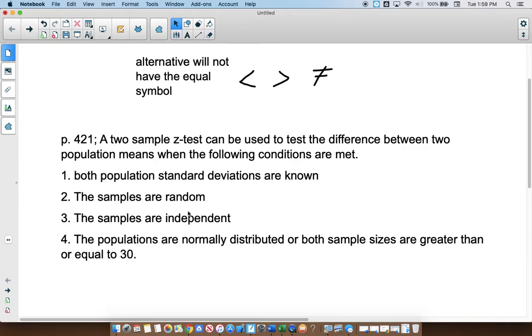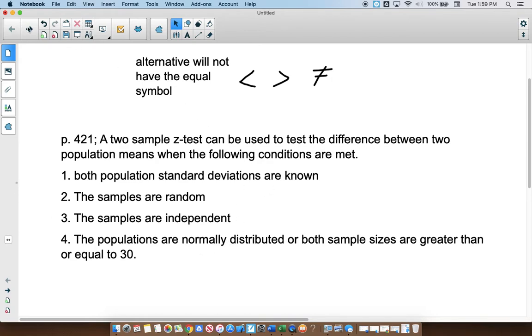We just talked about that in the previous video, example 1. Obviously, with the problem I just described on page 419, you have male students and you have female students. There are no individuals in the male group that are also in the female group. They are separate. They're independent. And then the last one we've seen before: populations are normally distributed, or both sample sizes are greater than or equal to 30.